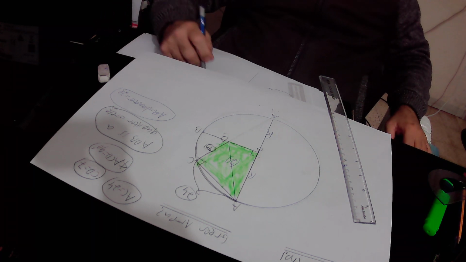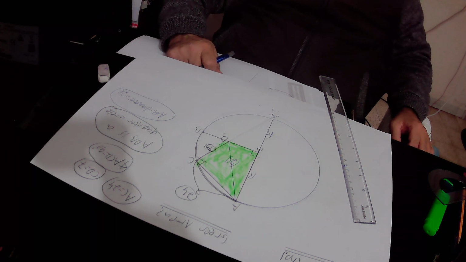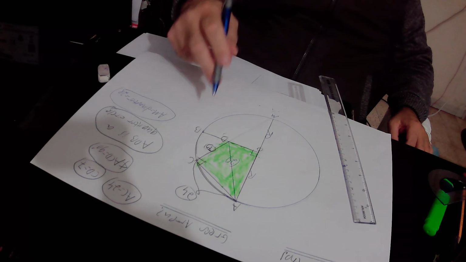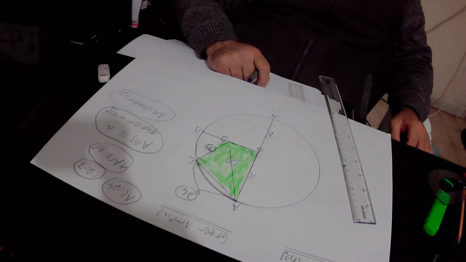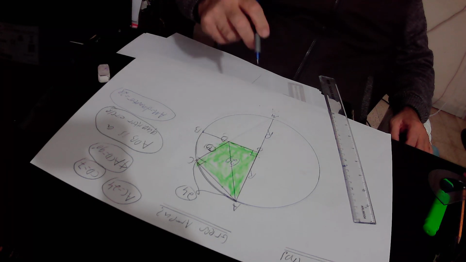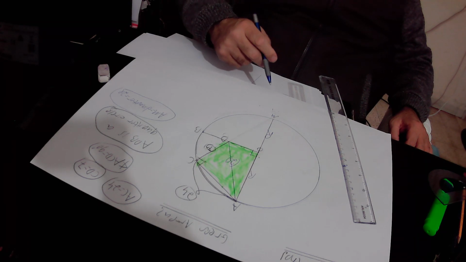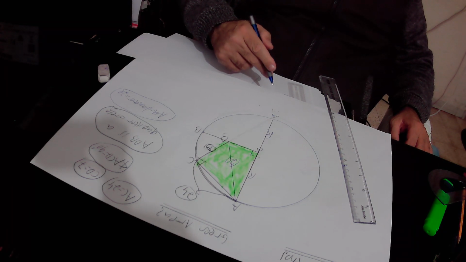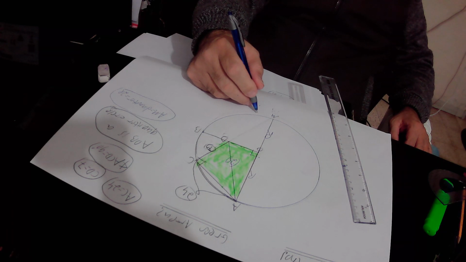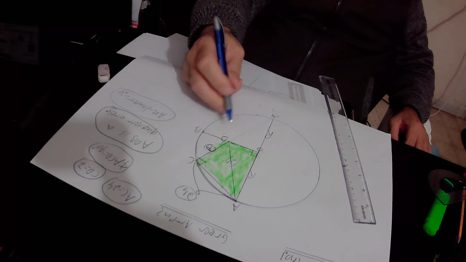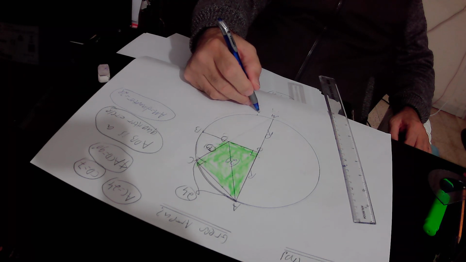In the next step, we will extend side CD by a straight line until it touches the circle. And we will assume that the extended side CD will not touch the circle at point M, but at any other point. For example, we assume that the extended side CD will touch the circle at this point, point N.